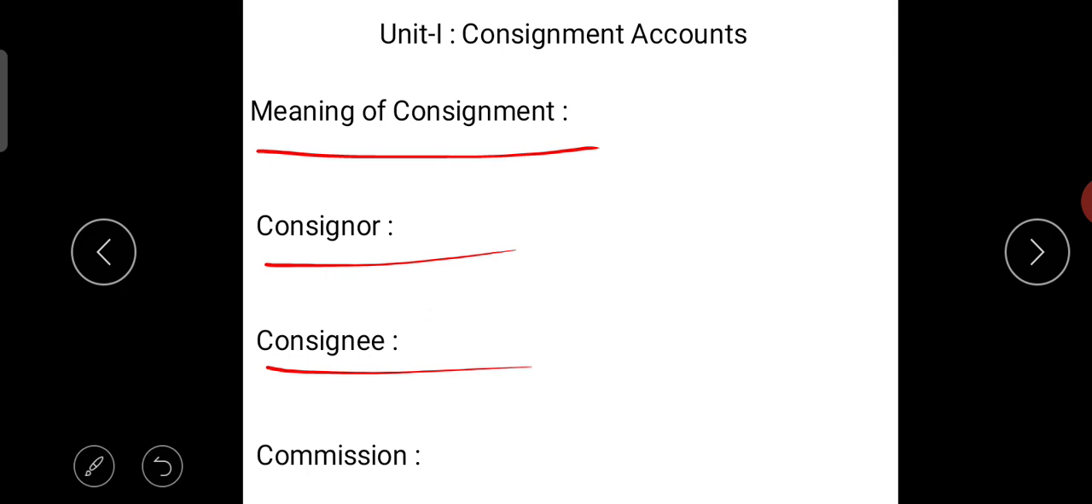Next we have to know the meaning of commission. The reward or remuneration payable to the consignee for the efforts made by him for selling the goods is called commission.